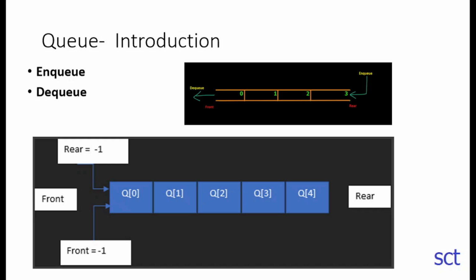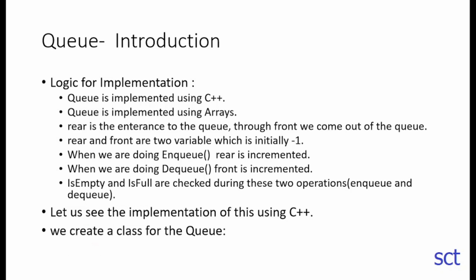Let us look at how this is going to be implemented now. What is the logic for that? Queue is implemented using C++ and queue is implemented using arrays. So we shall be using arrays in C++ code to implement this queue logic.